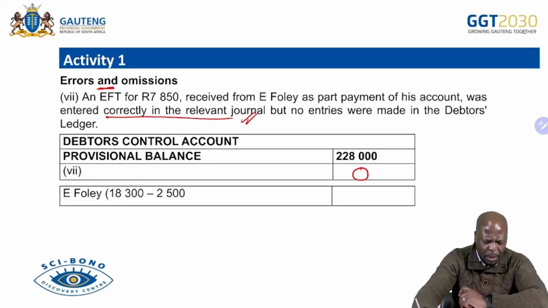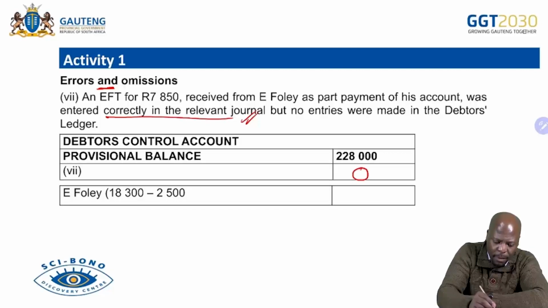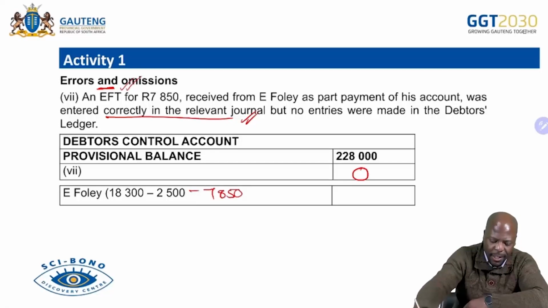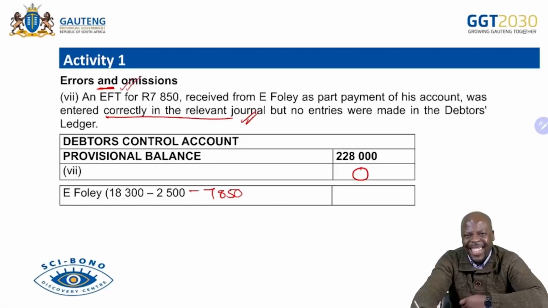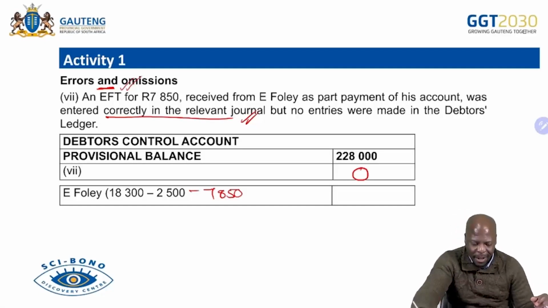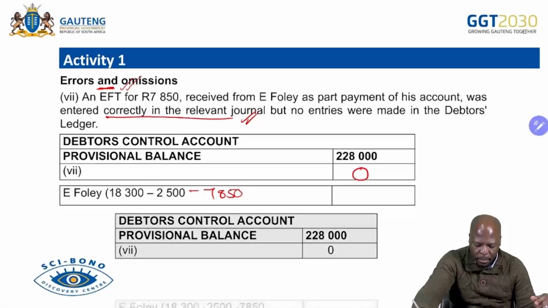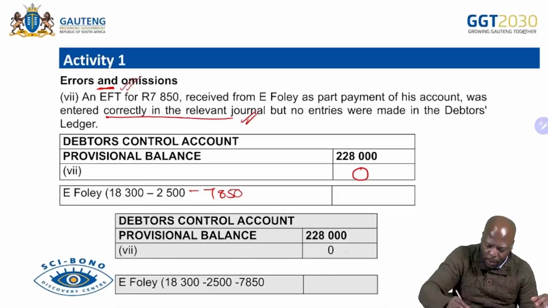And then we come to E-Folly now. It's an EFT, a payment. If E-Folly is paid and no entry has been made, what is the sign that goes with the EFT? The sign with the EFT is a minus. That means I'm going to come here. It's going to be minus 7,850. Beautiful. Let's see then if we are to totalize this question. All right. Here it is. Beautiful. All right. There you go.